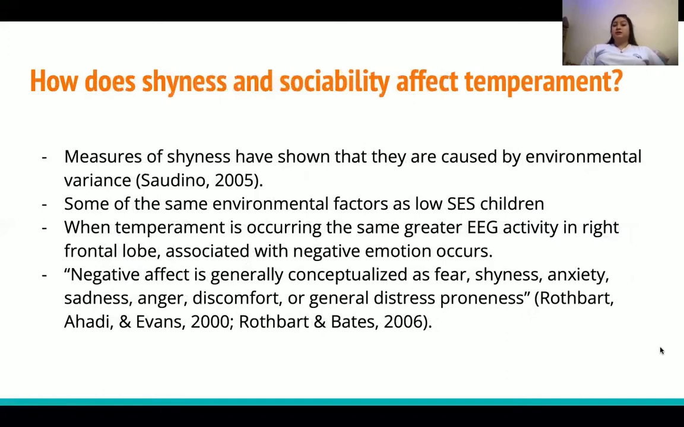So how exactly do shyness and sociability affect temperament? The measure of shyness has shown that they are caused by environmental variances, some of the same environmental factors as low socioeconomic status children. When temperament is occurring, the same greater EEG activity in the frontal lobe, which is associated with negative emotions, occurs. Negative affect is generally conceptualized as fear, shyness, anxiety, sadness, anger, discomfort, or general distress proneness. So this all has the same effect in the brain.